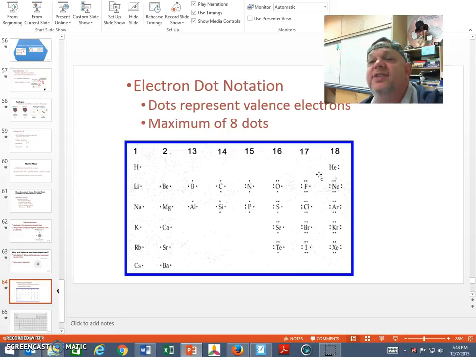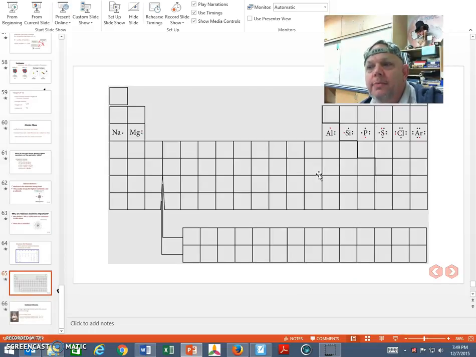The maximum you can have is 8 dots. You should know this. The minimum number of valence electrons is 1. Just 1. Okay, moving on.